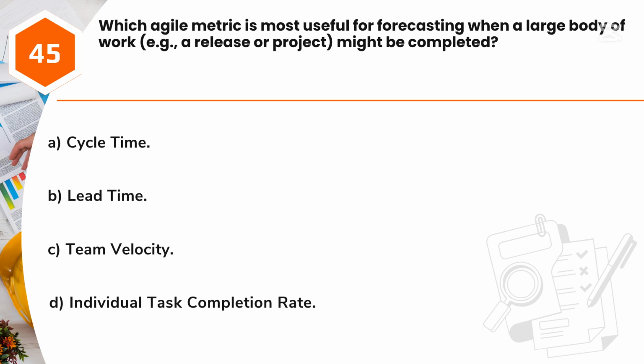Question 45. Which Agile metric is most useful for forecasting when a large body of work, e.g., a release or project, might be completed? A. Cycle time. B. Lead time. C. Team velocity. D. Individual task completion rate.